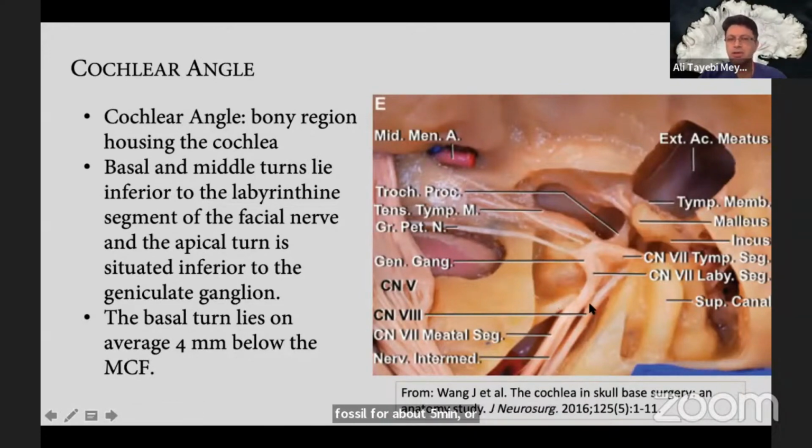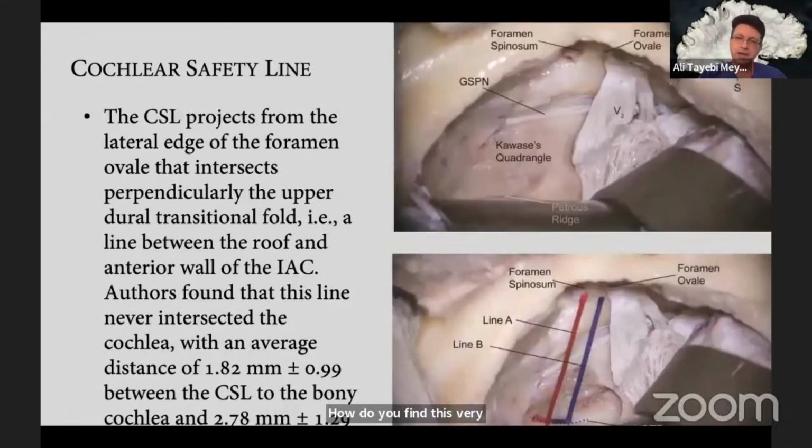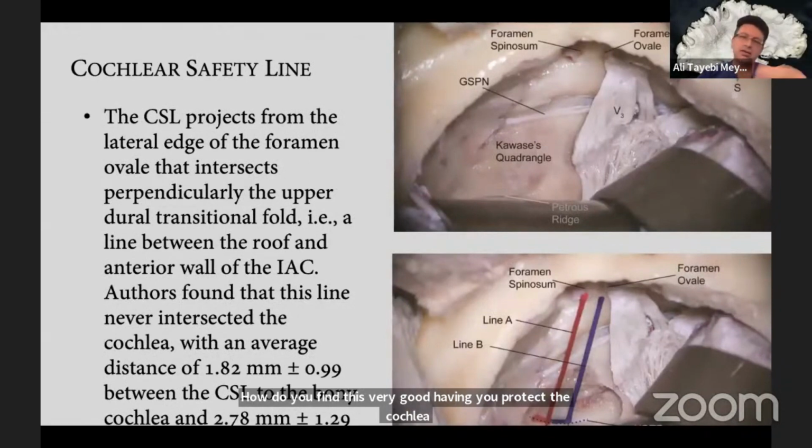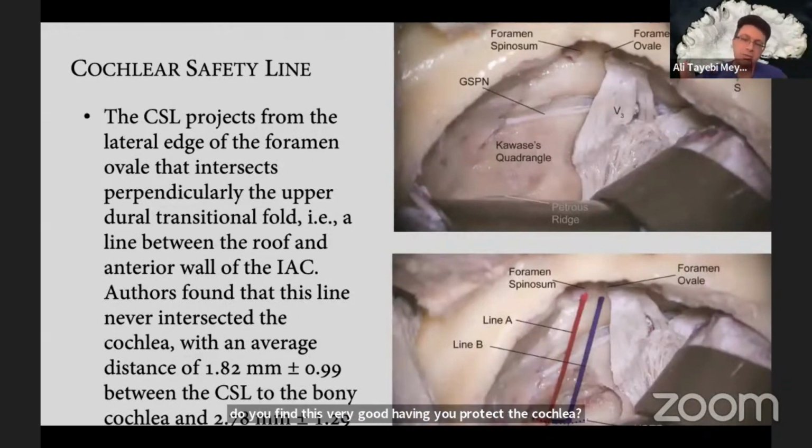So this is called the cochlear angle, basically. That's important. This is the region of the bone that is between the IAC and the carotid, and it ends up in the cochlea. How do you find this? Very difficult. How do you protect the cochlea? Very difficult. But there is a study that we did, and there are other studies as well. I like the one that we did.